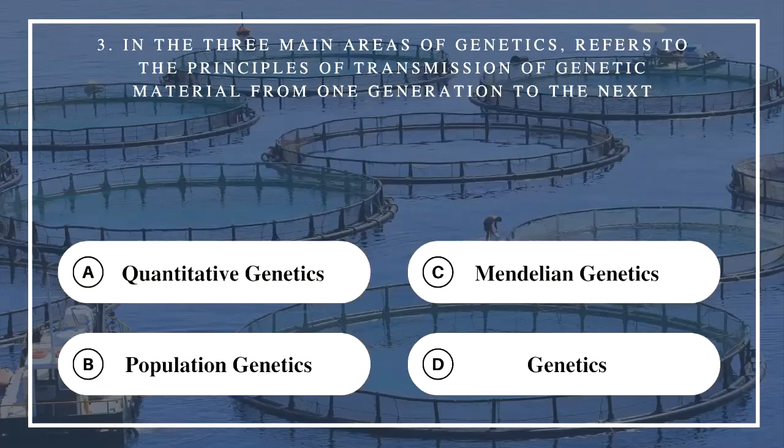Number 3. In the three main areas of genetics, this refers to the principles of transmission of genetic material from one generation to the next. A. Quantitative genetics. B. Population genetics. C. Mendelian genetics. D. Genetics.